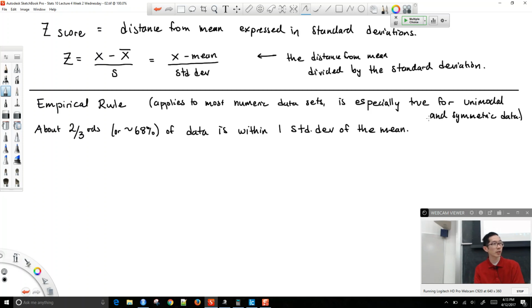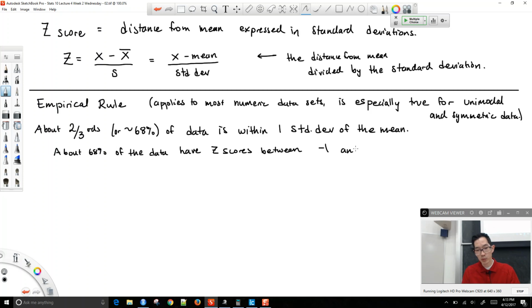Or another way of saying that is to say that 2/3 of the data are within 1 standard deviation or less. In other words, about 2/3, or about 68%, of the data have z-scores between -1 and 1. Okay, about 68% of the data have z-scores between -1 and 1.